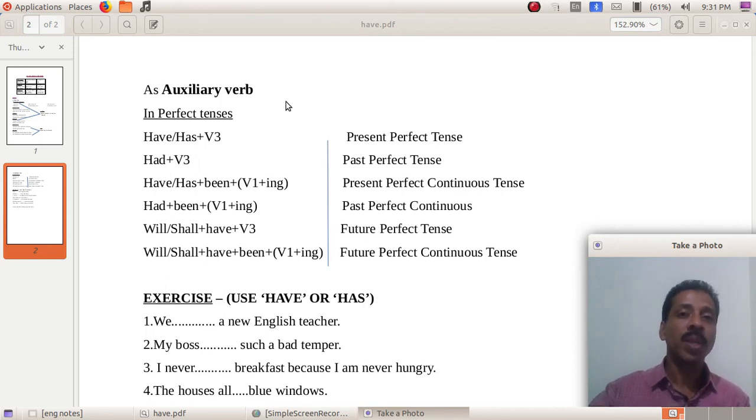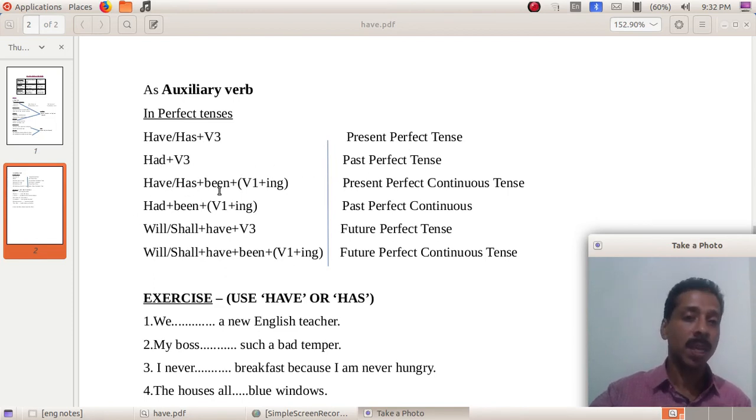Okay. So while we use have or has or had as an auxiliary verb, that is in perfect tenses. What is perfect tense? Forms of have plus the V3 form of the main verb is called perfect tenses. So in all the perfect tenses, the forms of have will be here. So I have mentioned it here. Have or has plus V3 in present perfect tense, and had plus V3 in past perfect tense.